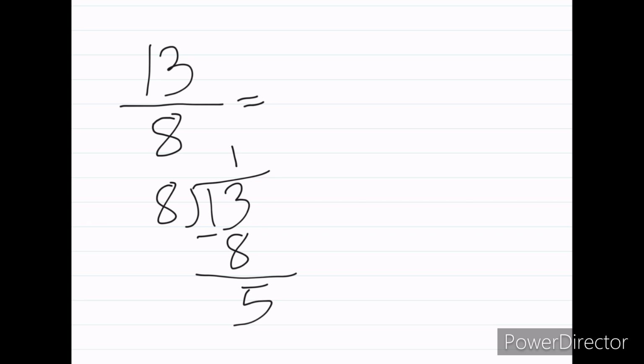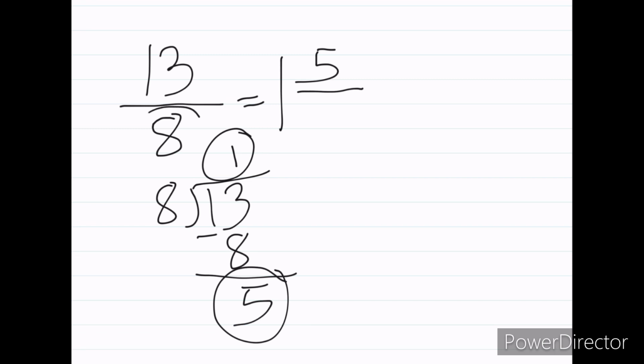Is 5 divisible by 8? No. Therefore, it will serve as our remainder. So, how are we going to write that into a mixed number? The quotient is 1 and it will serve as our whole number. Then the numerator is 5 because it is our remainder, and just simply copy the denominator, which is 8. So 13 over 8 is 1 and 5/8.